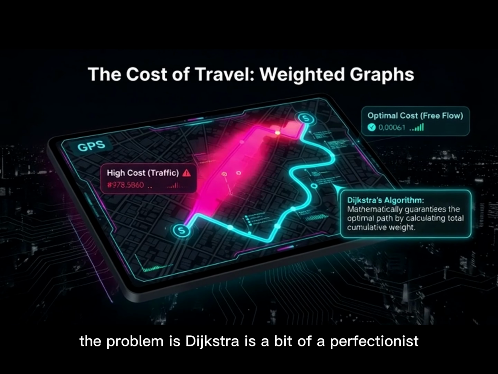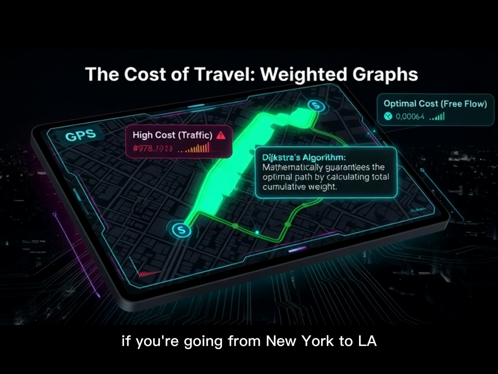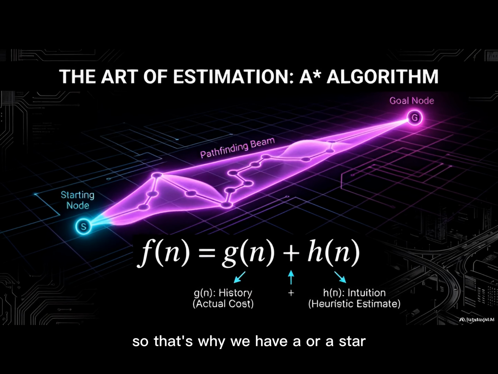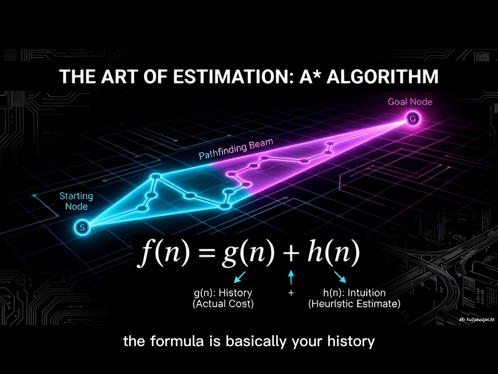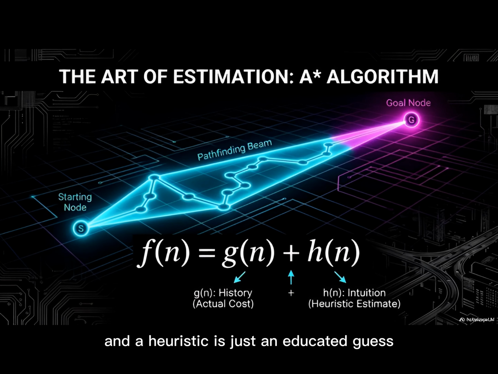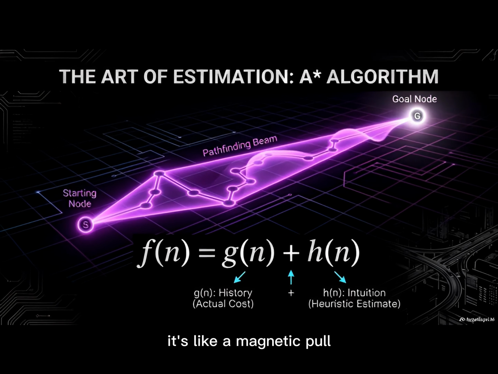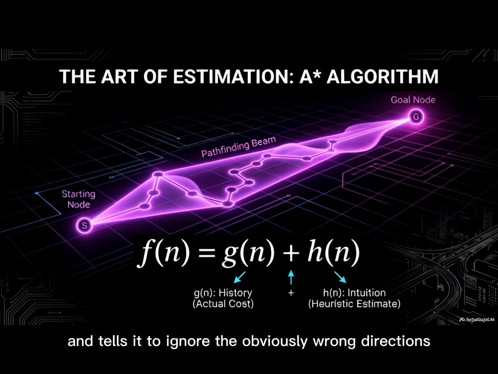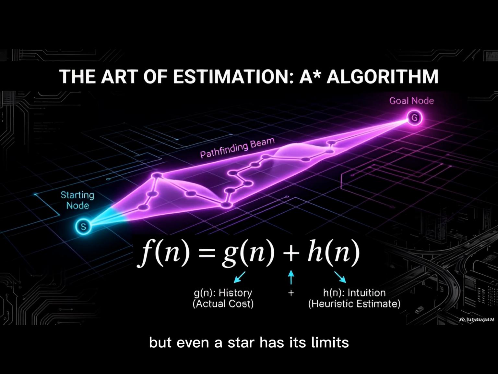The problem is, Dijkstra is a bit of a perfectionist. It explores everything. If you're going from New York to LA, it might waste time checking routes to Boston. So that's why we have A* or A star. A star is smarter. It adds a bit of intuition. The formula is basically your history, the actual cost to get where you are, plus a heuristic. And a heuristic is just an educated guess. An educated guess of how much farther you have to go. It's like a magnetic pull, a beam, that focuses the search toward the goal and tells it to ignore the obviously wrong directions. So it's a balance of accuracy and speed, but even A star has its limits.